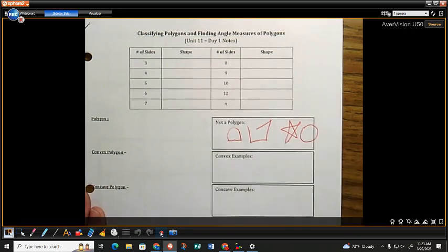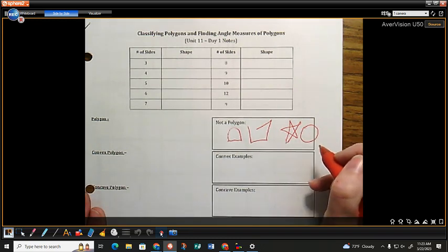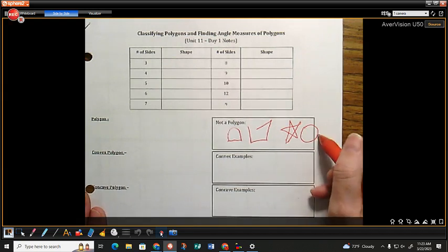What about that guy? That's a circle. Is that a polygon? No, because polygon means multiple. Poly means multiple. So wouldn't this be an infinite-sided gon? Infinigon.